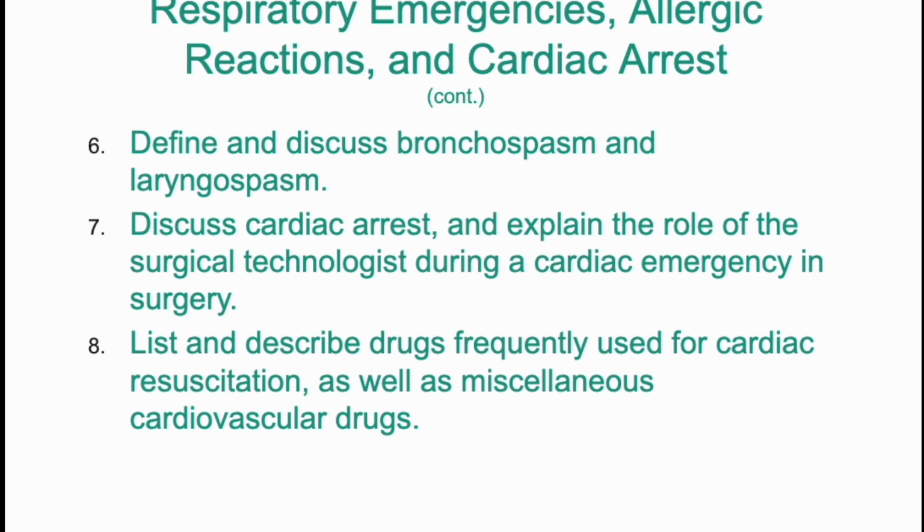Being familiar with drugs commonly used for cardiac resuscitation, as well as other cardiovascular medications, allows us to anticipate the needs of the surgical team and contribute to prompt, efficient patient care. These skills are so important for patient safety and successful surgical outcomes.